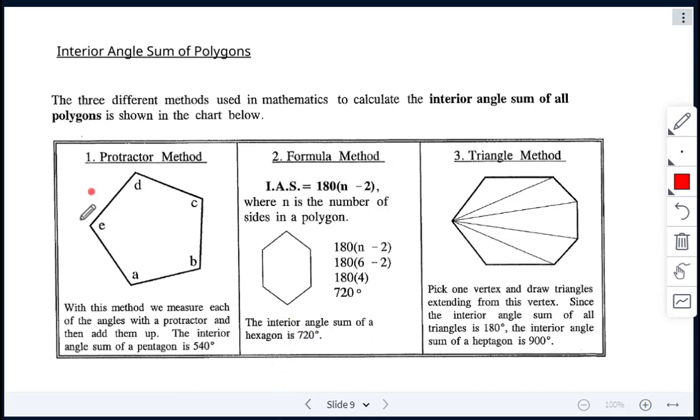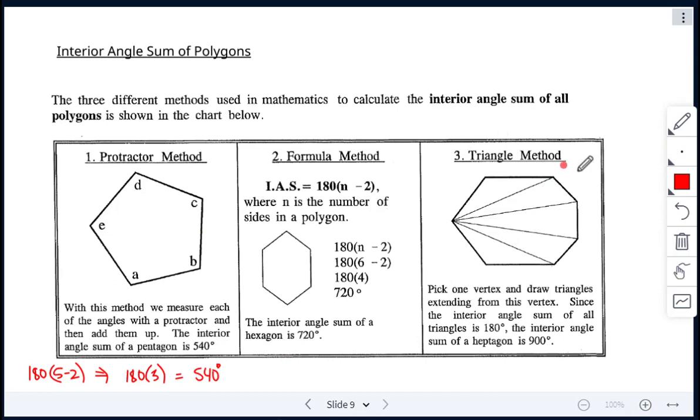If we were to do the formula method for this other polygon, I'll just do it right here. So it would be 180, and the number of sides is 1, 2, 3, 4, 5. So 5 minus 2, which is 3. So it would be 180 times 3, which gives me 540 degrees. All right, so that's for that example.